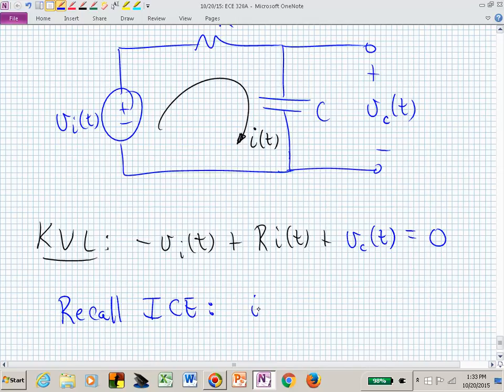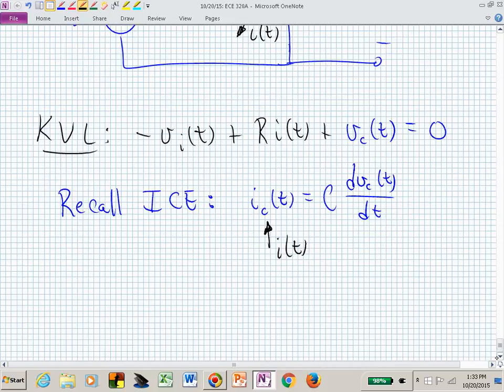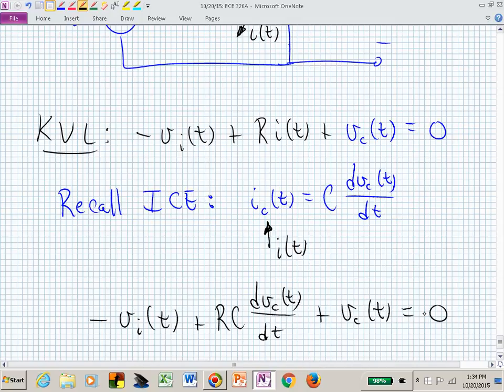Ice tells us that we now have I sub C is C dV sub C dt. And this I sub C is the same as what we've called I in our circuit. So now if we replace I with that derivative or differential expression, the current voltage relationship of that capacitor, and it's a derivative or differential relationship, we now have the source plus RC dV sub C dt plus V sub C of t is equal to 0.